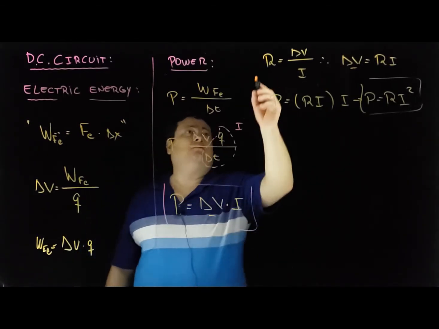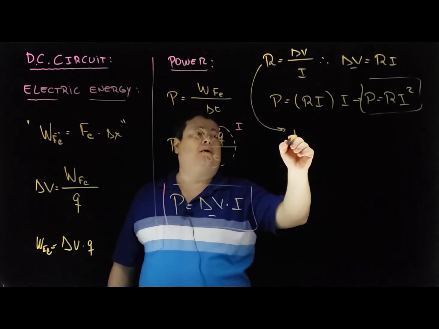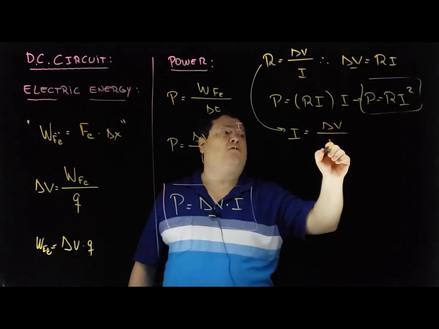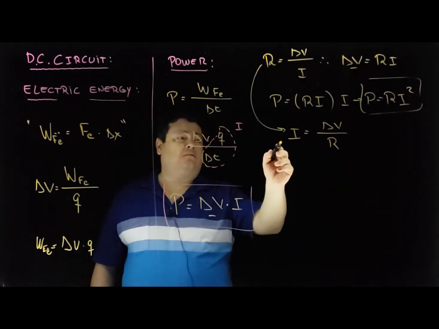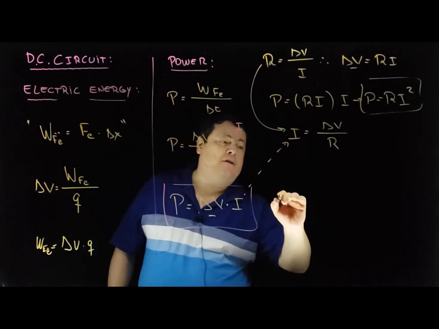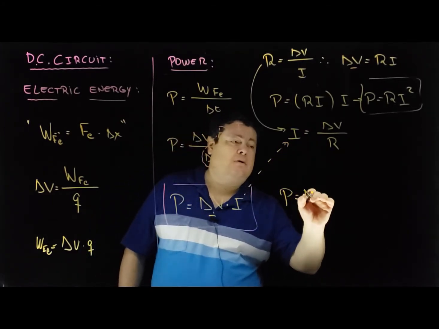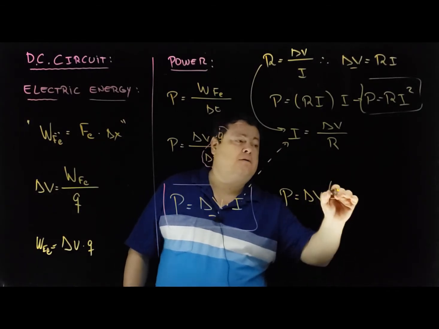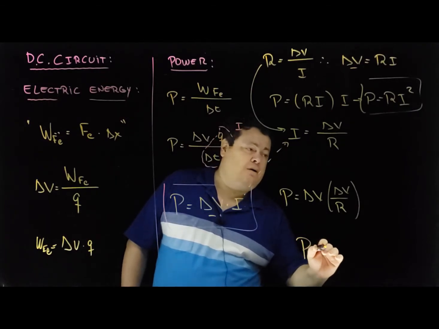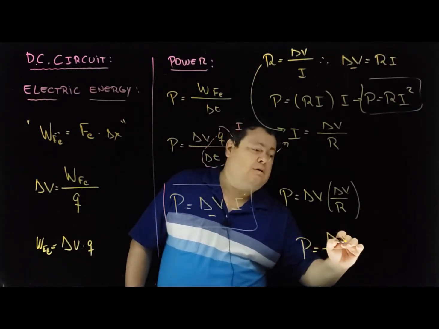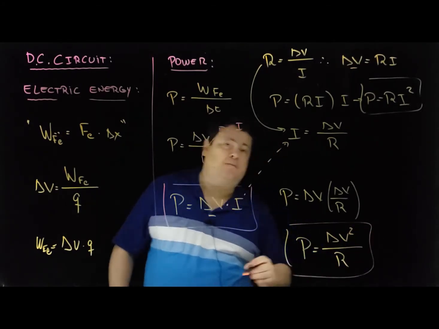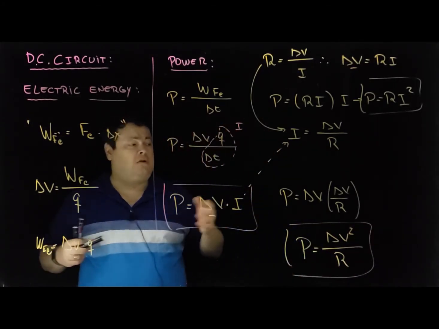I could also solve that original equation for I, which is delta V over R, and plug this back into my original equation. Then power is delta V multiplied by delta V over R. And so power is delta V squared over R. And this is my third equation for power.